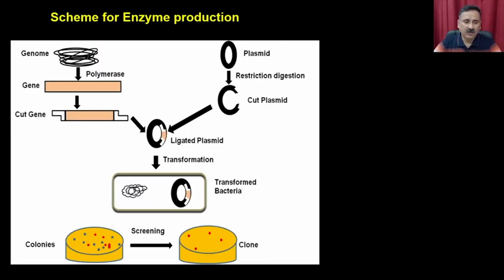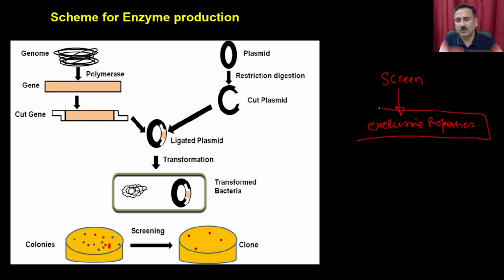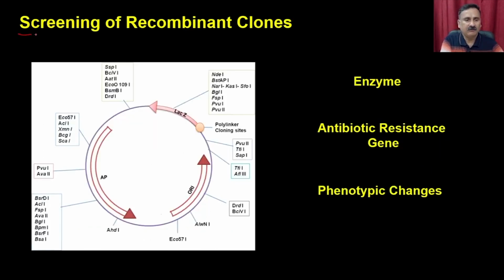So now let's talk about the screening. The screening is a very important aspect, and when you want to screen anything, you should screen a population based on exclusive properties. When we talk about the vector, the vector or the clone is going to give you exclusive properties, and these exclusive properties can be exploited for screening the recombinant clone. So let's discuss this in our subsequent slide. So, screening of the recombinant clone.